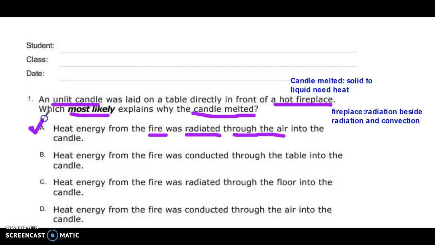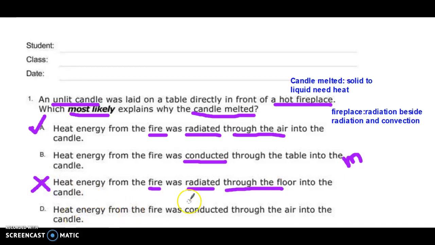That's a great answer. Heat energy from the fire, good, was conducted through the table into the candle. I guess if the table got hot enough, that could melt the candle. Maybe. Heat energy from the fire was radiated. That sounds good. Through the floor, up through the table into the... No, that's a terrible answer.